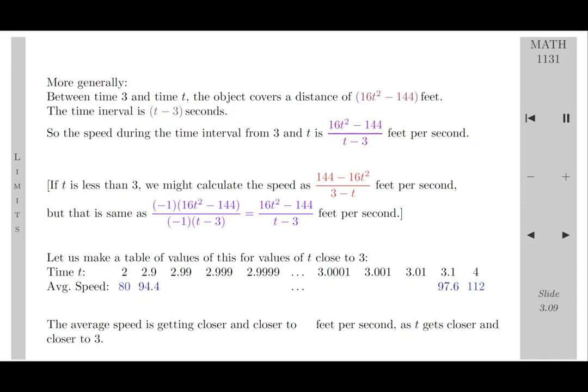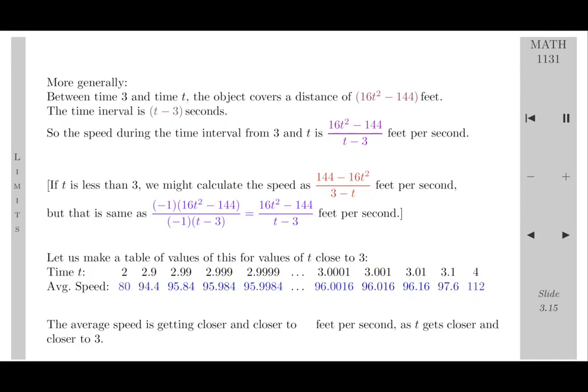So continuing the table, 96.16 for 3.01, 95.84 for 2.99, 96.016 for 3.001, 95.984 for 2.999, 96.0016 for 3.0001, 95.9984 for 2.9999.